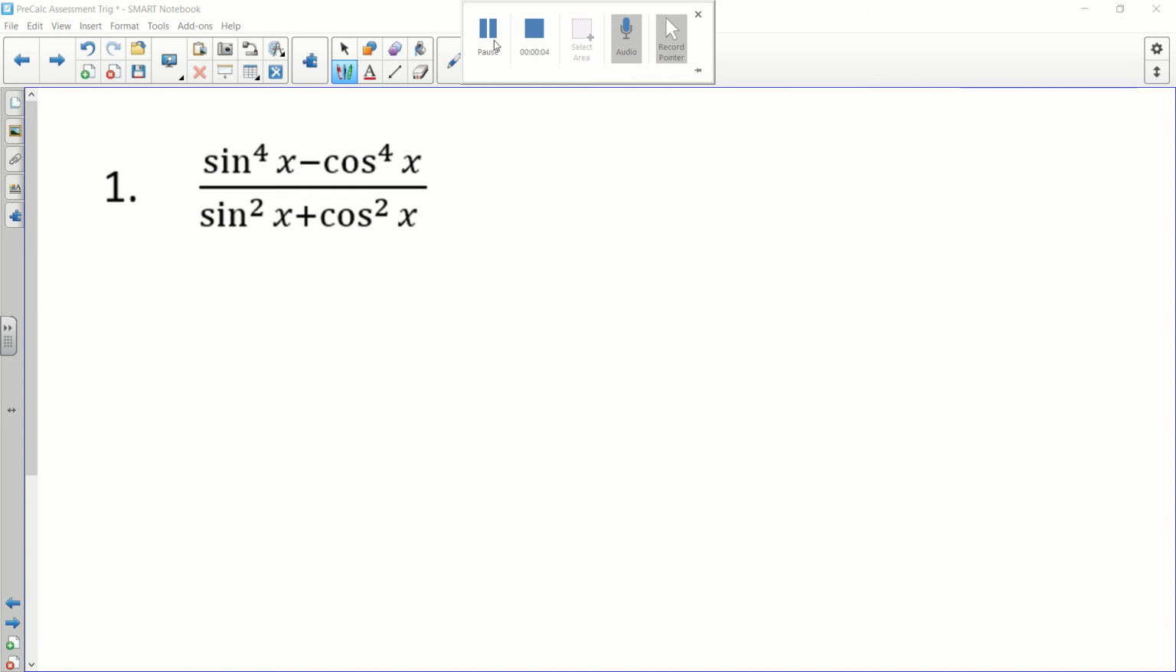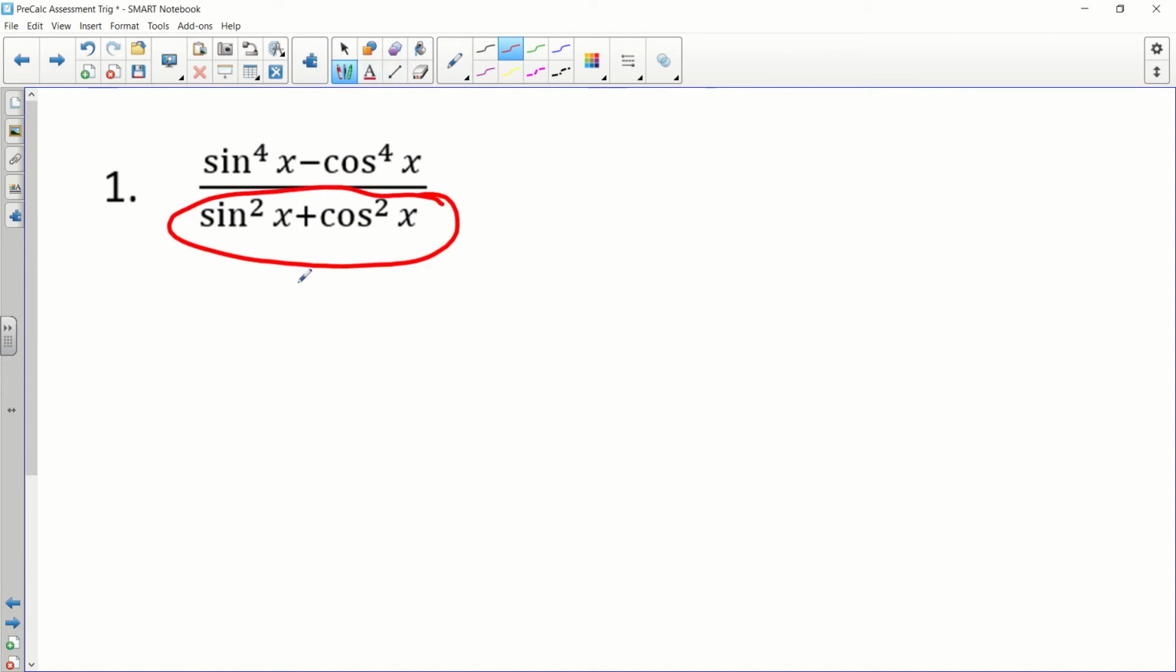So moving on to problem number 1 in the apply and evaluate section. So we are looking to simplify this. Pythagorean identity, sine squared plus cosine squared is equivalent to 1.